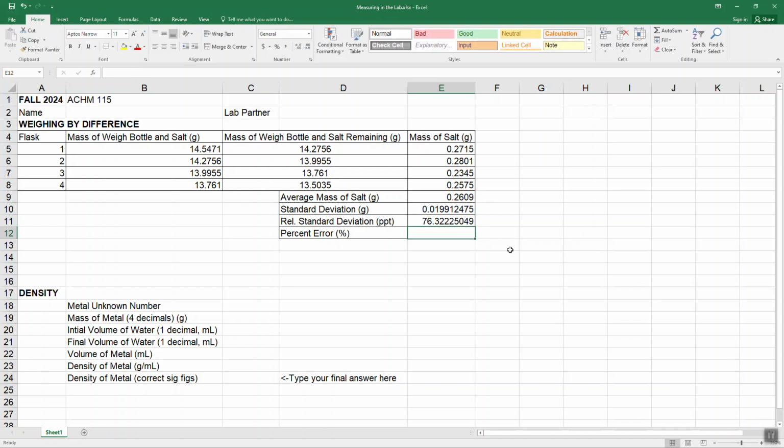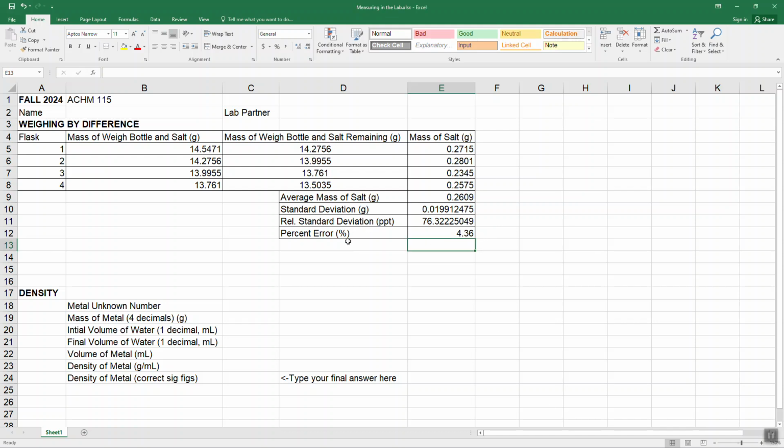Finally, we do our percent error. Percent error is a little bit of a complicated formula, but once you get used to it, it's quite simple. It is the absolute value, ABS, of the average in this case, minus our expected value. We expected to move 0.25 grams of salt each time. And then you divide that difference by the expected value again, times 100, because it's percent. And so we are within 4.36%.